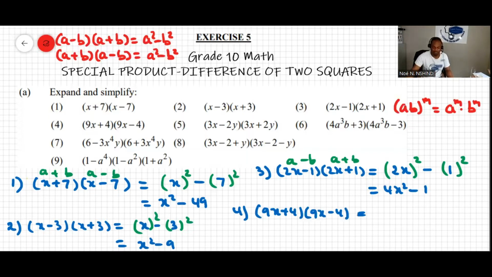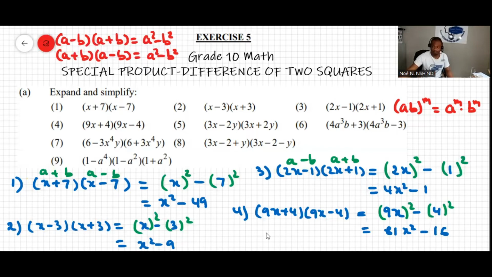So this will be 9x minus 4 there, and then this will be to the power of 2, and that also to the power of 2, and then this will be 81, because 9 squared is 81, x squared is x squared, 4 squared is 16. Okay.